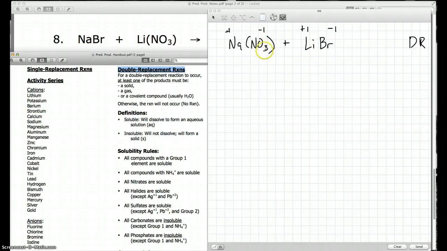But the last part for double replacement, and this is the tough part of a double replacement reaction, is we need to use these rules. Now, this first chemical, sodium nitrate. Rule number 3, all nitrates are soluble. And again, if I forgot what soluble means, it says it right here. I put an AQ behind it.